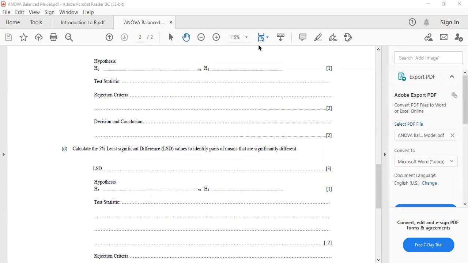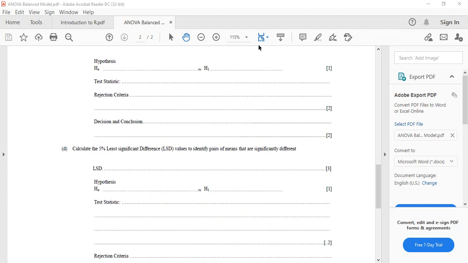And it rejects H naught for 1 and 2, right? Yes, sir. So what is 1? 1 is brand A, right? And 2 is brand what? B, right? Yes, sir.